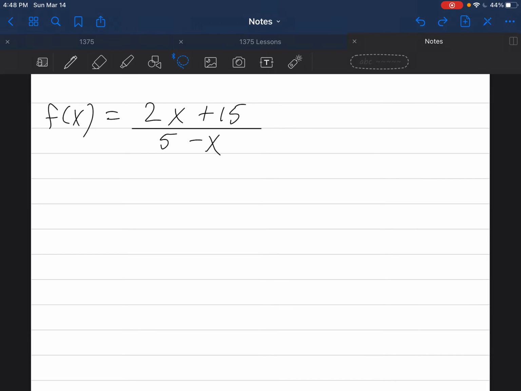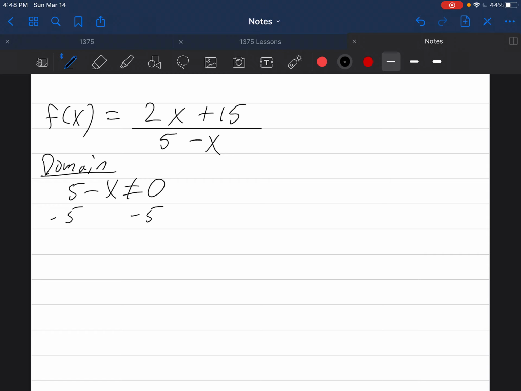f of x equals (2x plus 15) over (5 minus x). This is a rational function where we can first identify the domain by setting 5 minus x not equal to 0 and solving that. That's subtract 5 from both sides, divide by -1, and then we get x not equal to positive 5. And remember here, we have to build our domain around this value.